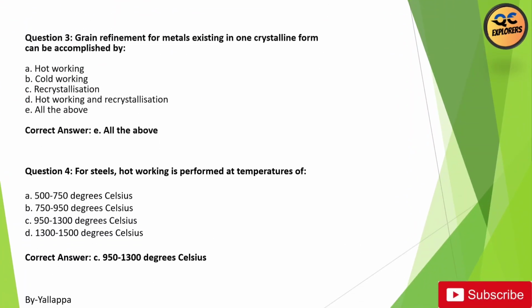Question 3 covers grain refinement. For metals in a single crystalline form, we can achieve refinement through hot working, cold working, or recrystallization. So the answer is E, all the above.